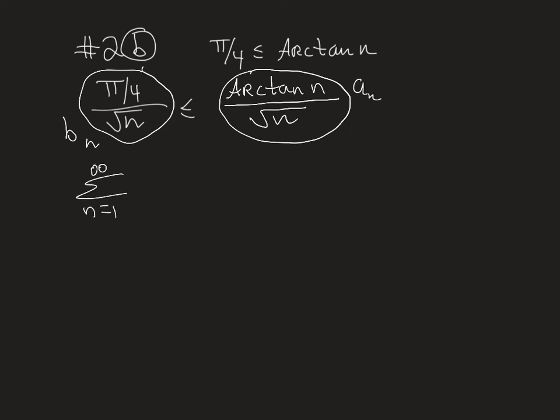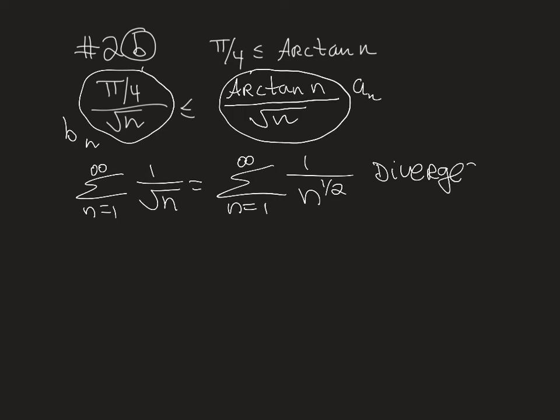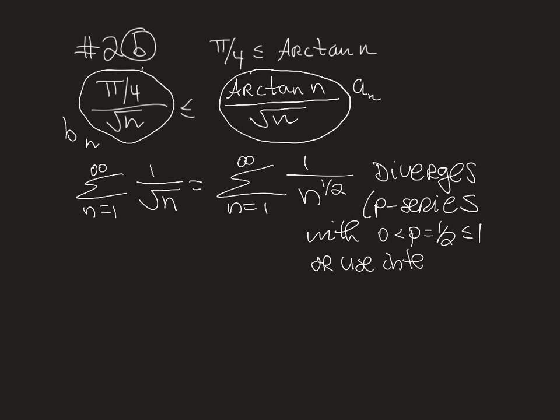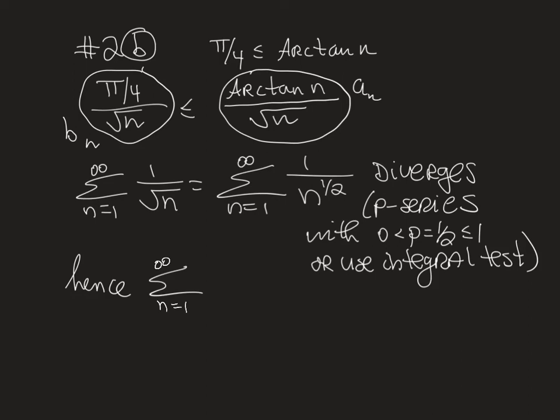And so let's look at the series from 1 to infinity, 1 over square root of n. That's the same as summation from 1 to infinity, 1 over n to the 1/2 power. This series diverges, and you need to state why: it's a p series with p equals 1/2, which is less than or equal to 1. It's between 0 and 1, and for that range of p, the p series diverges. Or you can use the integral test to confirm that this series diverges. And because it diverges, multiplying it by pi over 4 is not going to change that. The summation n equals 1 to infinity pi over 4 over square root of n also diverges.